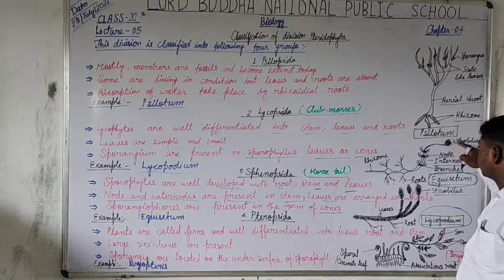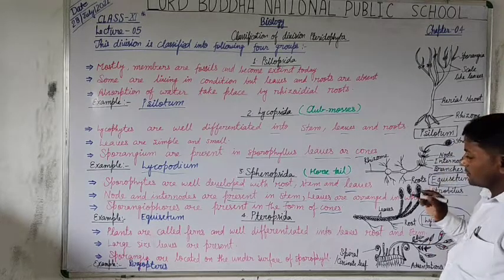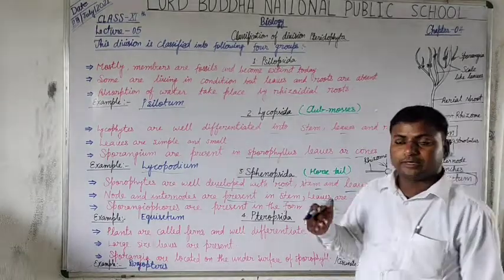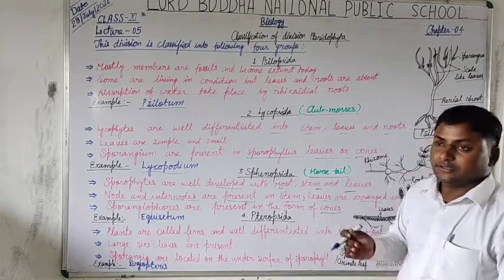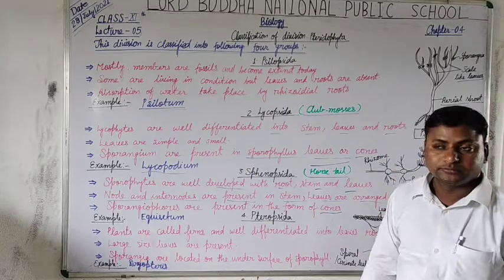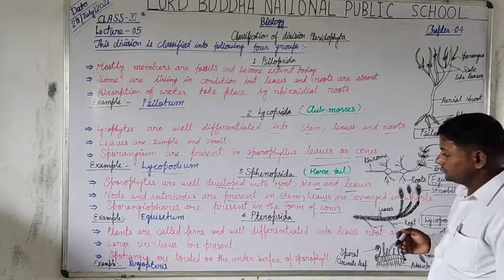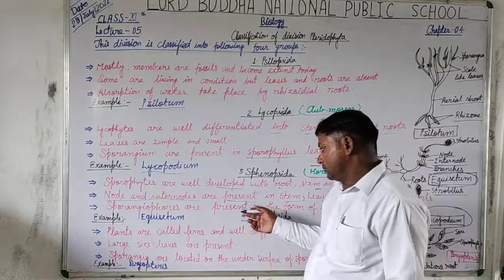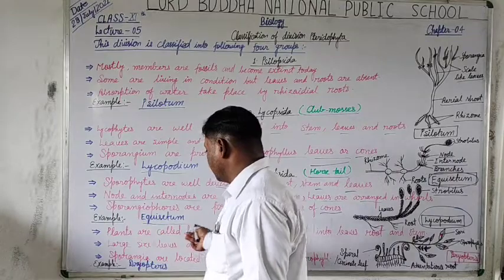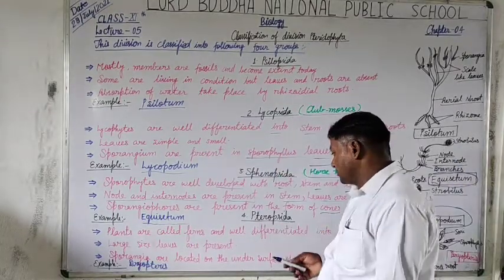Thus, students, this is about the group Sphenopsida or Sphenophyta. They are either called horsetails or snakes, with a snake-like appearance. So the example of this group is Equisetum. Now the next is Pteridopsida.